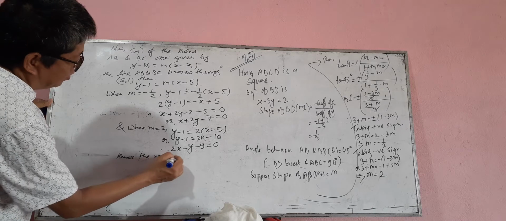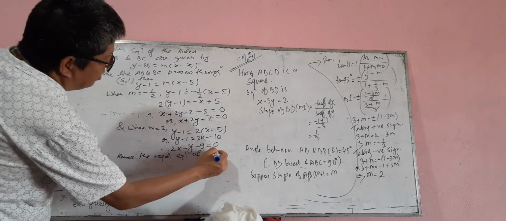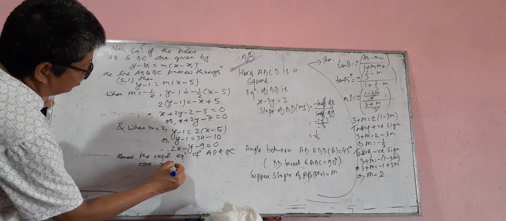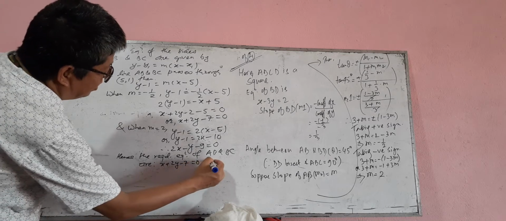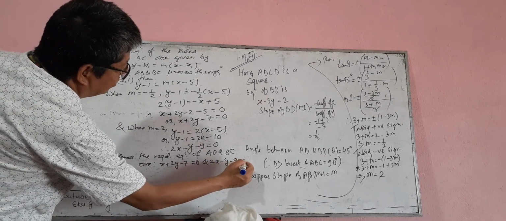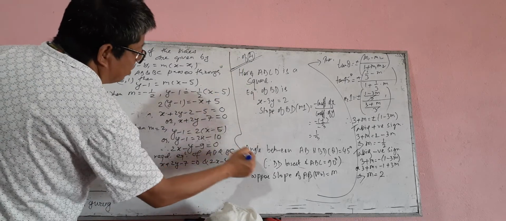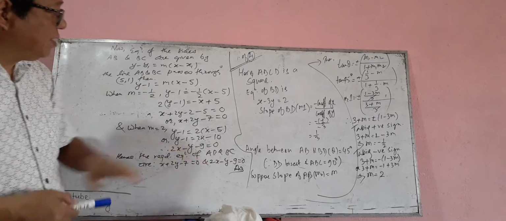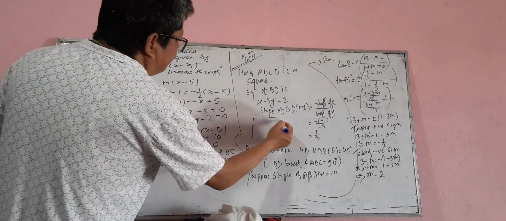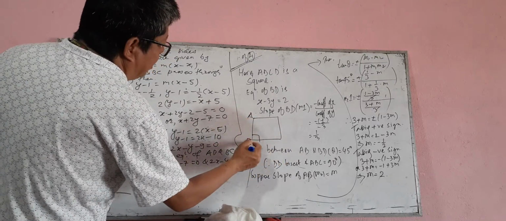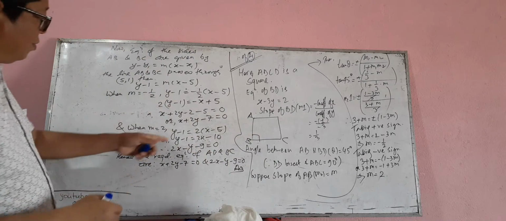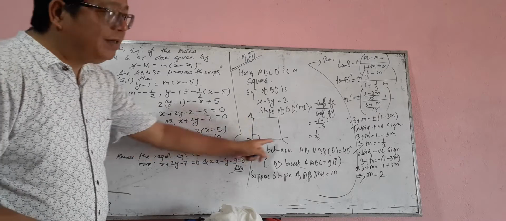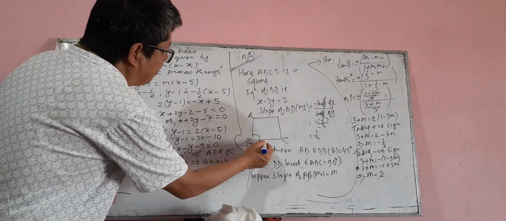Okay, hence the required equations of AB and BC are x plus 2y minus 7 equal to 0 and 2x minus y minus 9 equal to 0. This is the complete solution of question number 4. So AB and BC, we have seen in the diagram, are perpendicular. So these are the equations of these two perpendicular sides, AB and BC, and they both pass through (5, 1).